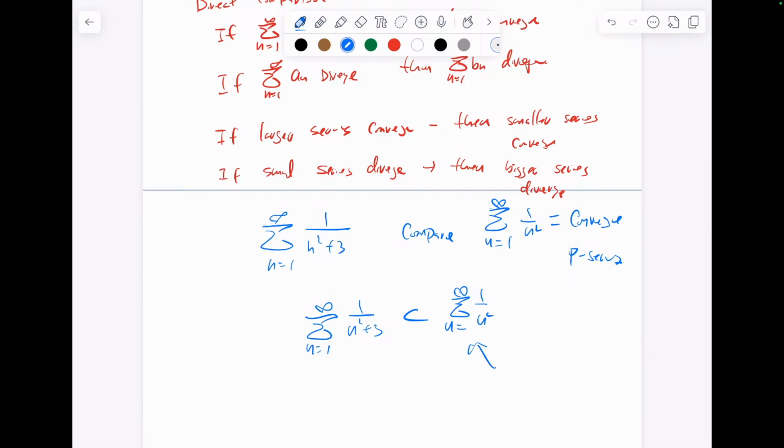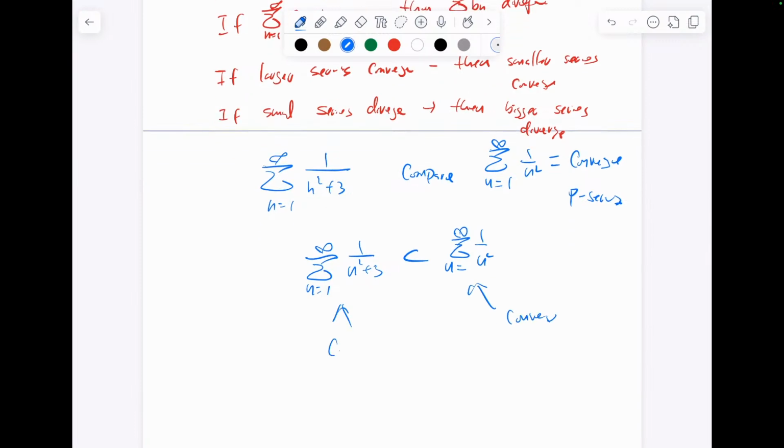So if this converges, then this has to converge due to the direct comparison test, because we know that one series converges and the other is less. 1 over n squared plus 3, do you know why it's less? Because the denominator is slightly bigger, right?